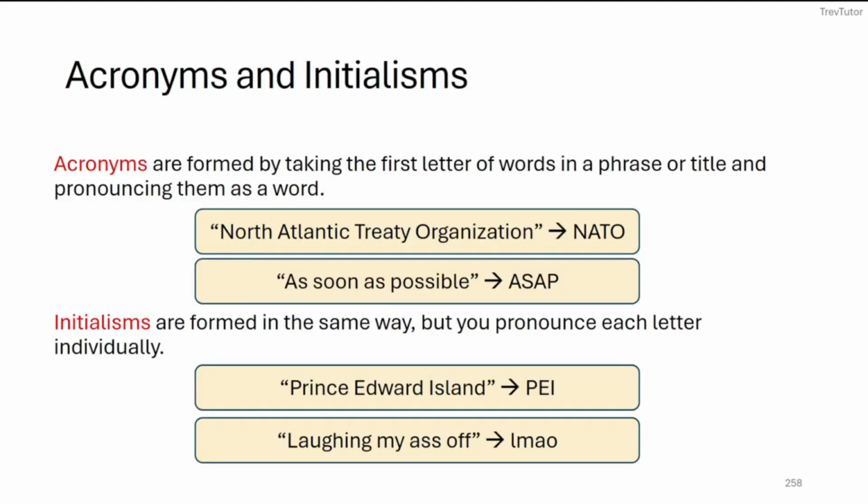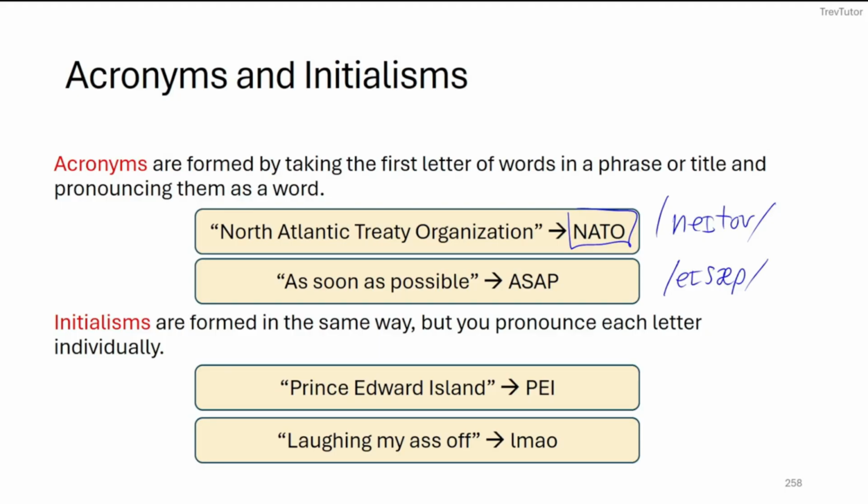I think our last ones here are acronyms and initialisms. So acronyms and initialisms look pretty similar, but there is a difference linguistically. Acronyms take the first letter in a bunch of words, and you can pronounce them as a word. So an acronym can be pronounced as a word. So the North Atlantic Treaty Organization can be pronounced as NATO. It has a phonetic transcription that we can use, NATO. As for as soon as possible, we can say ASAP. So that's how we pronounce it, ASAP.